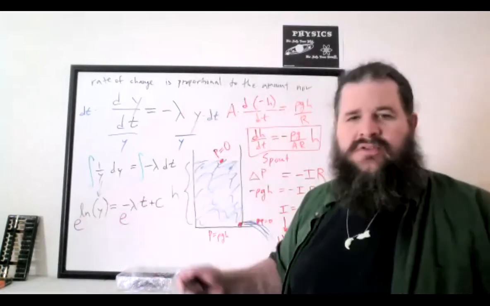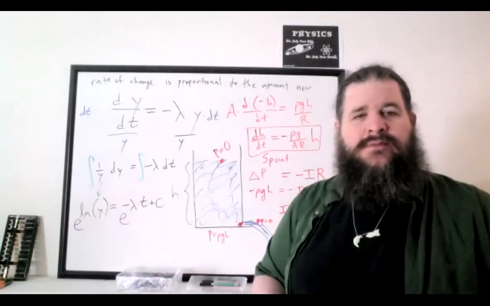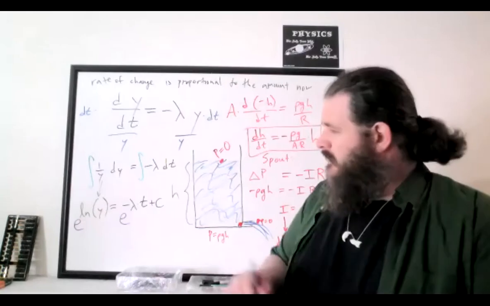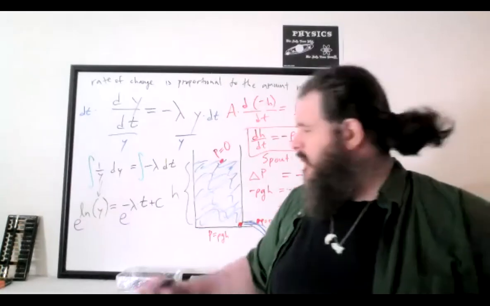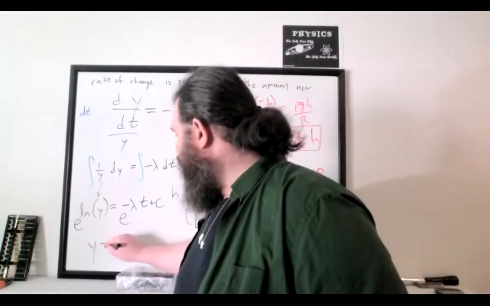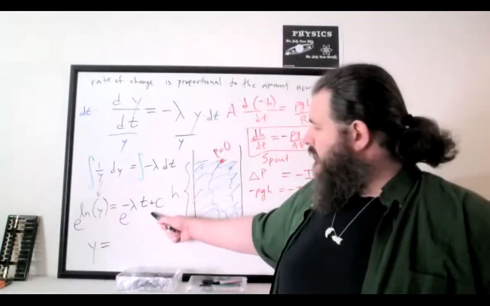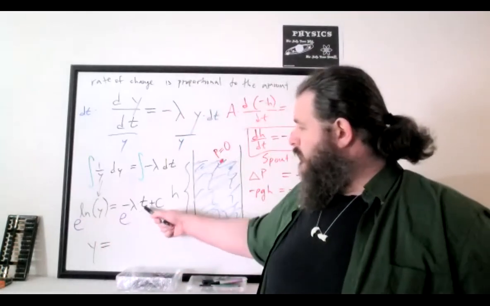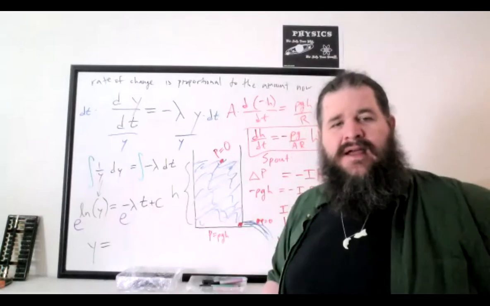Because if these two things are the same, then e to the power of each of those things will also be the same. On the left side, exponential and logarithm cancel out. So we just get y equals. And then on the right side, we've got an exponential with addition inside. We can split that up.